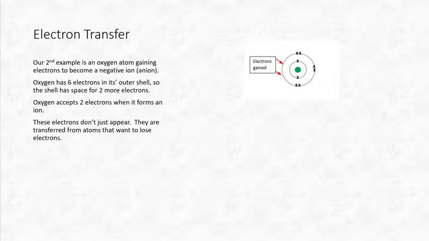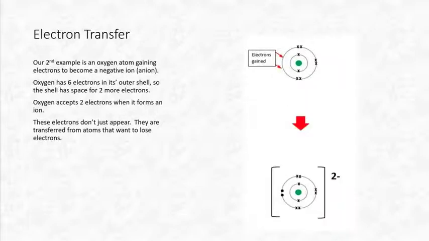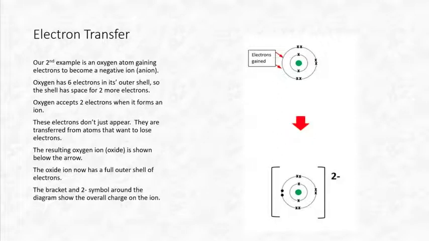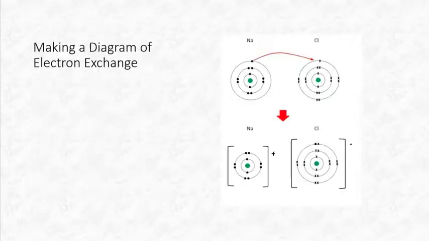And again, those electrons haven't just appeared from nowhere, they're being transferred from whatever it is that oxygen is reacting with. And at the bottom of the page, under the arrow, you'll now see the oxygen ion, the oxide ion in fact, and that we've put 2 black dots in there to indicate the new electrons. Actually, they're exactly the same as the electrons oxygen has. It's just to try and show that these have been introduced into the ion. And now we have a full outer shell of electrons, and the brackets and the 2- symbols show the overall charge on our ion.